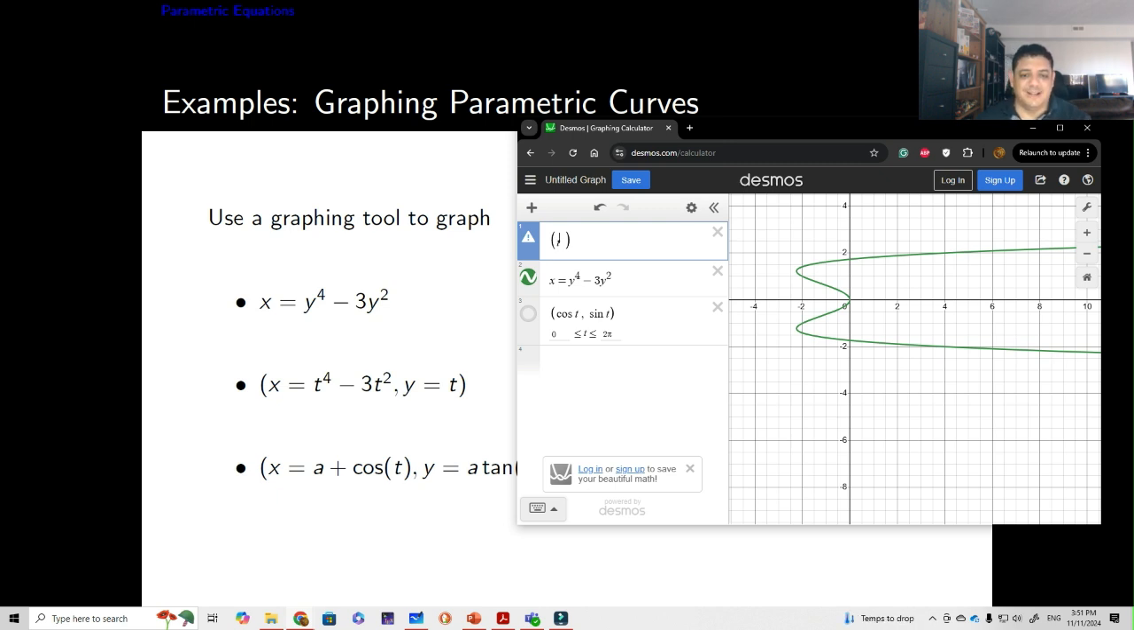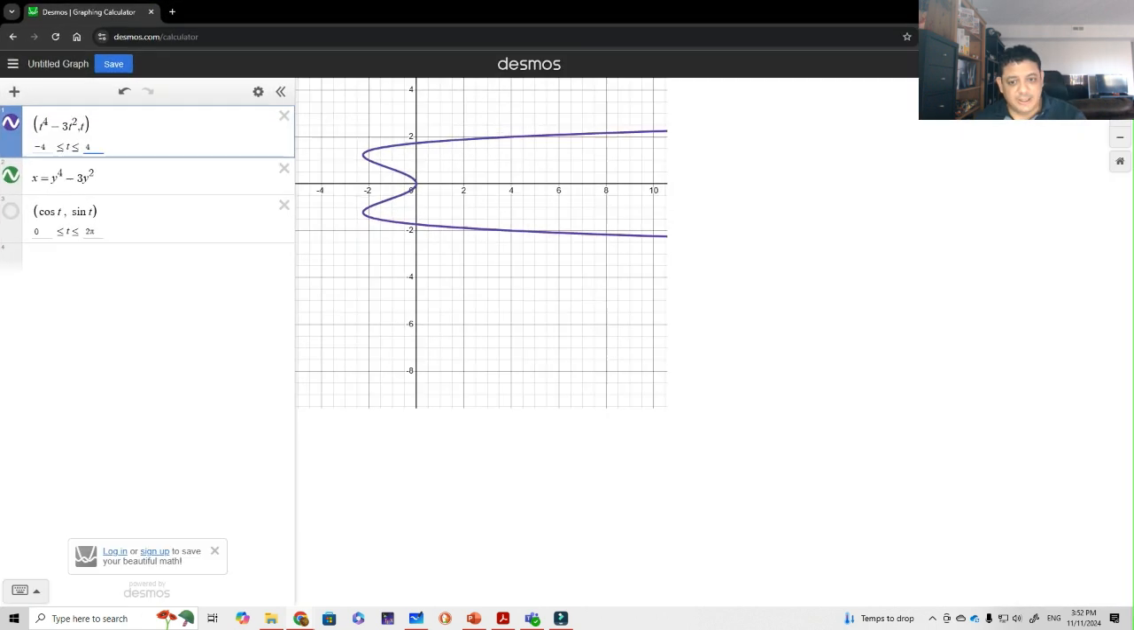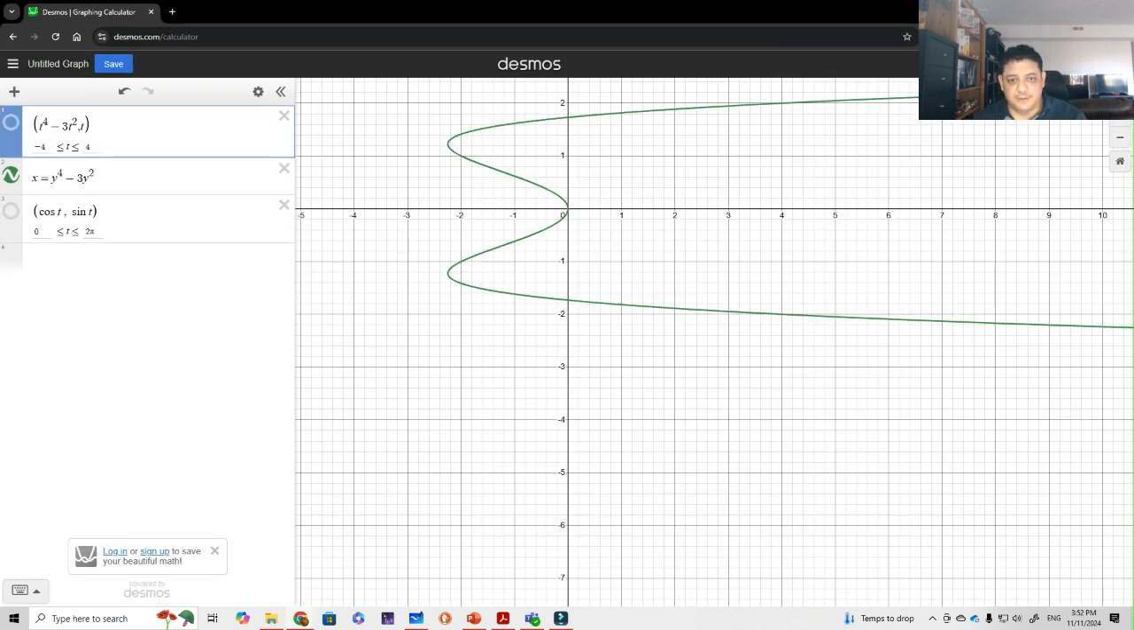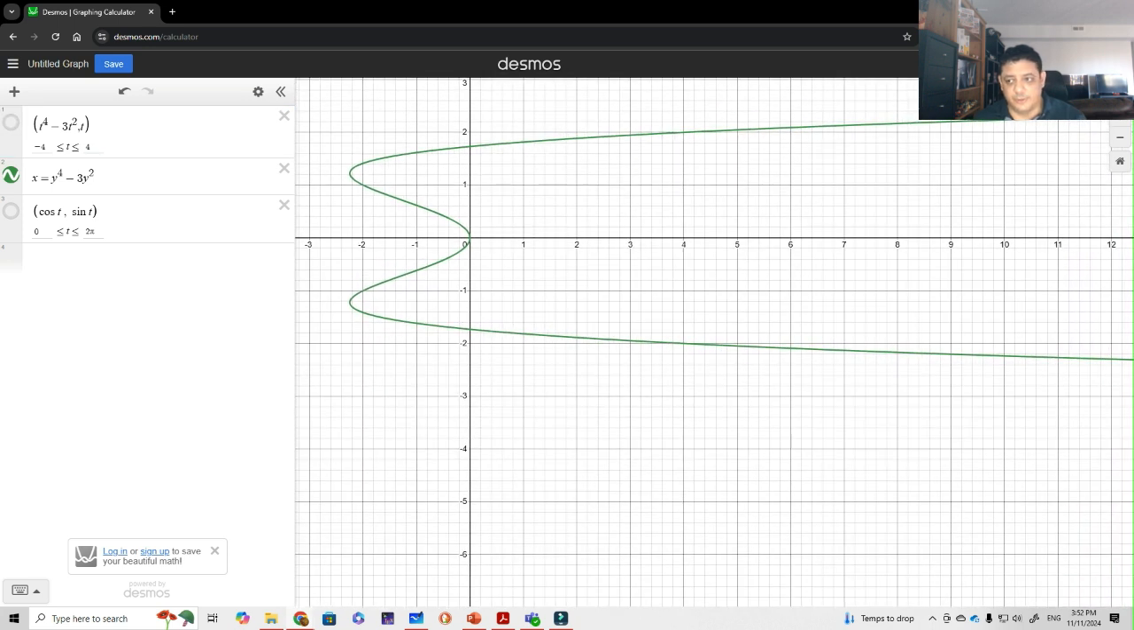Notice that this is describing x equals y to the 4 minus 3y squared. So this means that x is a variable that is in terms of the parameter, or is a dependent variable. So we can write t to the 4 minus 3t squared, and then just give t as the value for the parameter. And so we can go from minus 4 to 4, and notice that it's going to cover exactly the same part that this curve is doing.